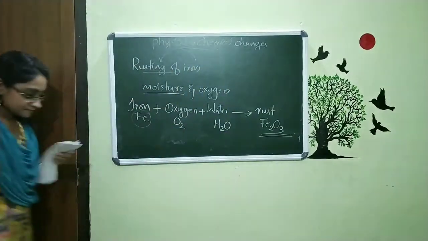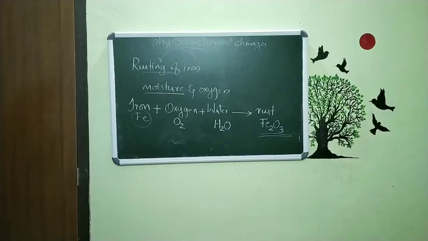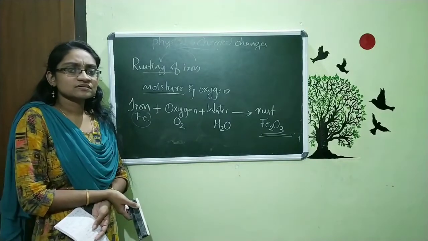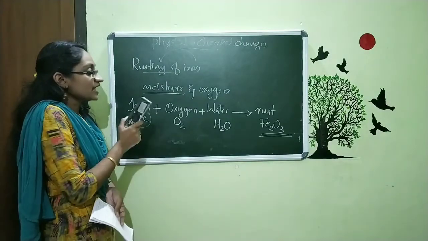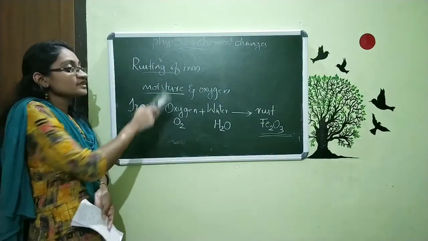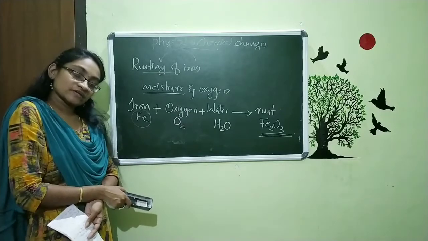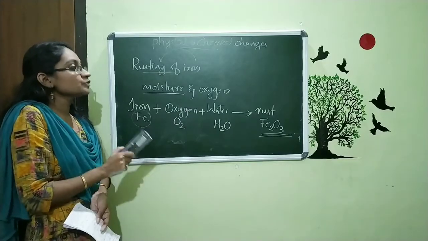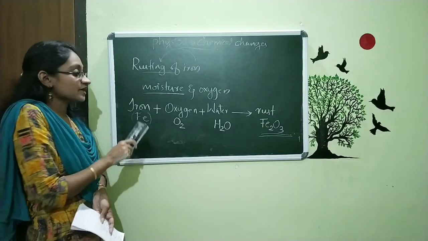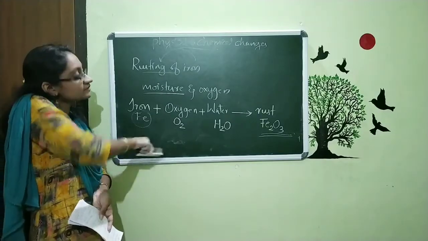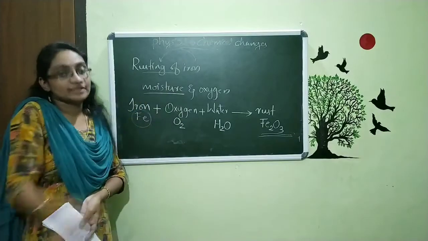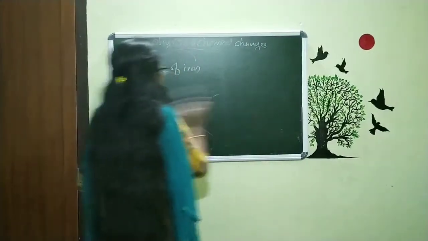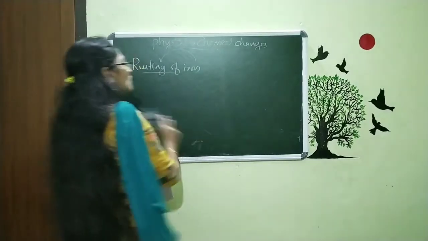That's the thing. Now the question is how we can prevent this. Very simple. When we avoid the interaction with oxygen and water, no rusting will occur. So that's the method we want to use to prevent rusting. That means we want to keep the iron away from the interaction with oxygen and water. And how can we keep the iron away from oxygen and water?